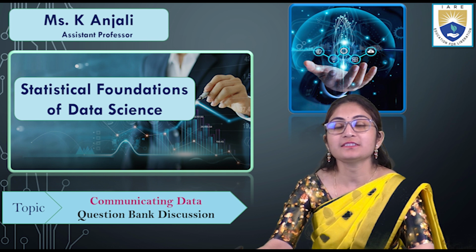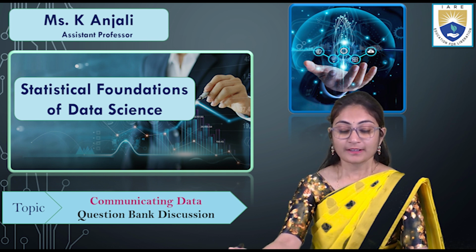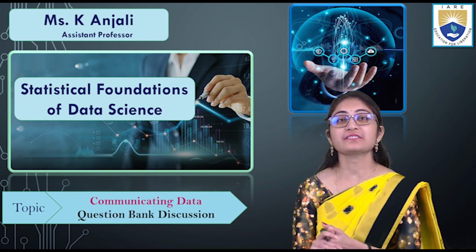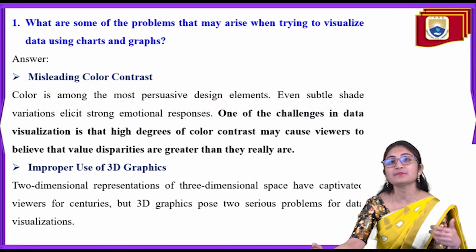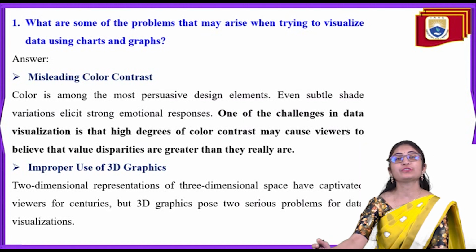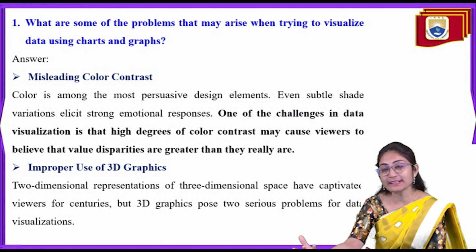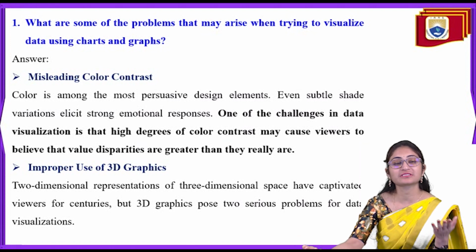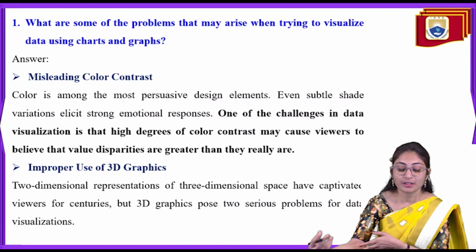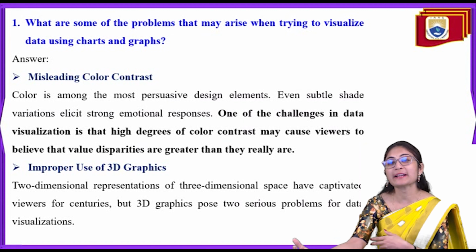Today we are discussing a question bank related to communicating data. Our first question is: what are some of the problems that may arise when trying to visualize data using charts and graphs? Communicating data means the transfer of information from source to destination, so it is very easy to understand by the public or the audience.